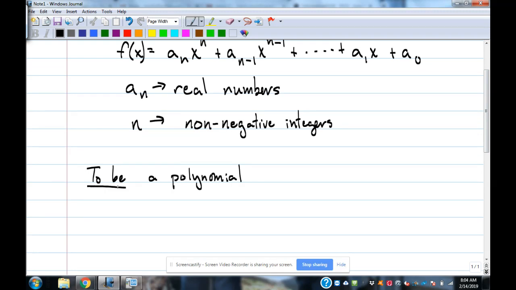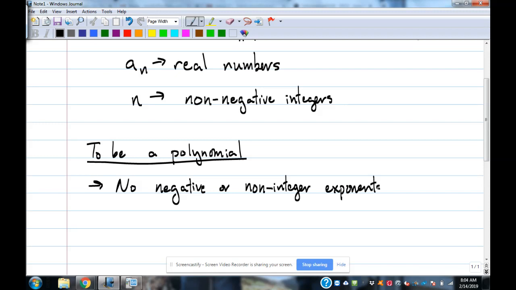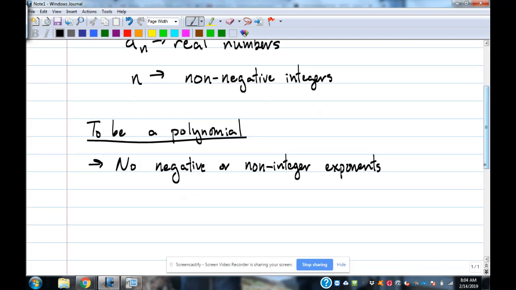To be a polynomial, there are certain conditions that have to be met to be classified as a polynomial. One of those is no negative or non-integer exponents. Non-integer meaning they are fractions or decimals or something. It's not an integer. Negative exponents introduce the idea of dividing by a variable, and we can't do that.